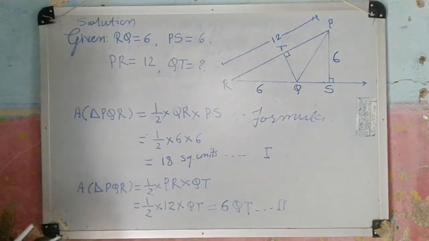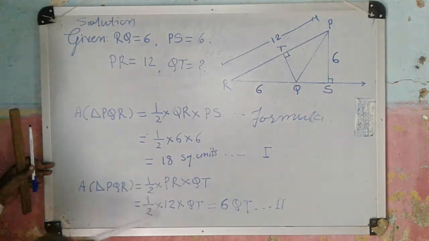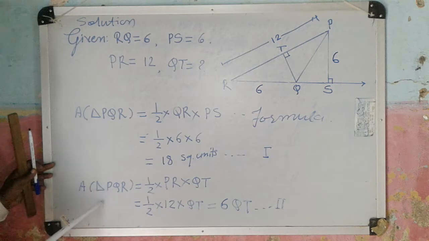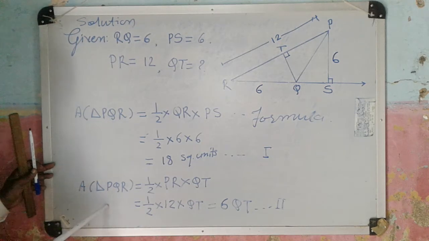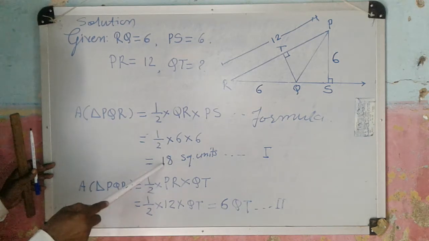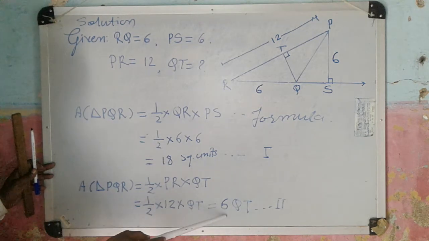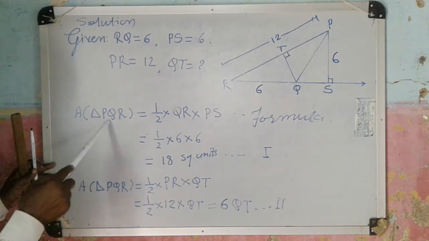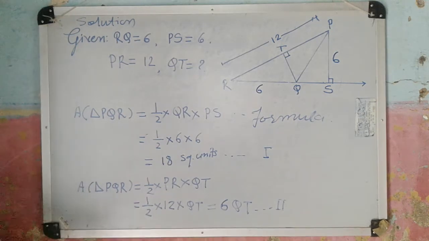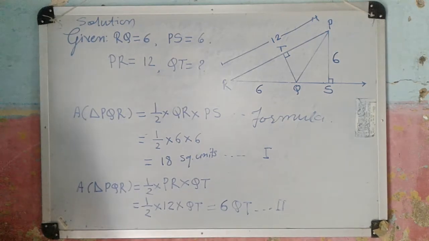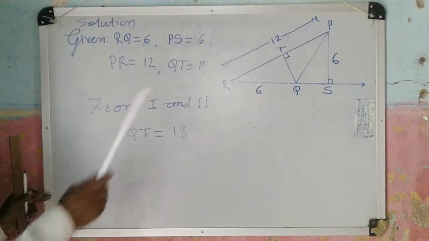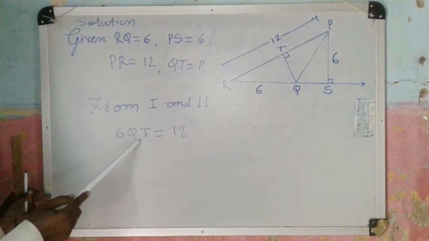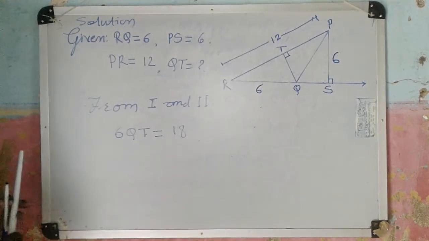Statement 2. In both the statements, the triangle is the same. So the area must be the same. That means this area is equal to this area because there is no change in the triangle. So from statement first and second, we get 6 QT is equal to 18.